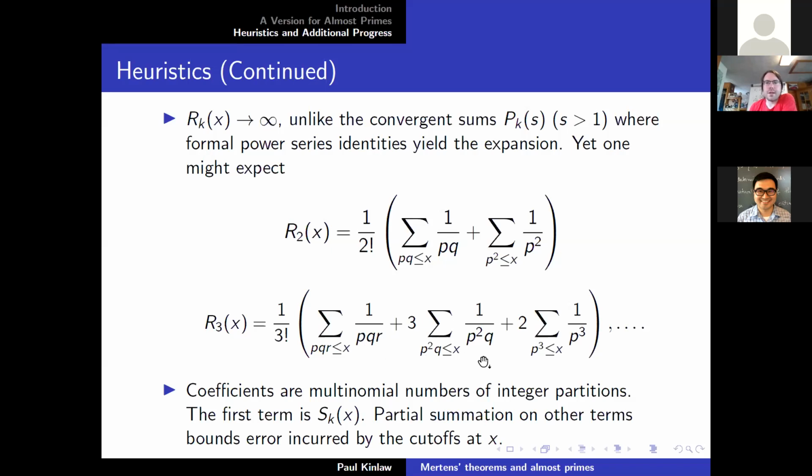For a 3-almost prime of the form p squared q, where p and q are distinct, it occurs 3 times in the first sum and then 3 times in the second sum, thanks to the 3 out in front. And then for an almost prime of the form p cubed, it occurs once, 3 times, and 2 times, which is 6. So for small k, we can use this inclusion-exclusion argument directly.